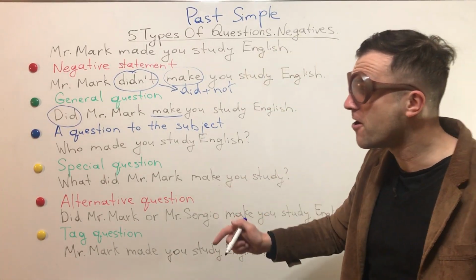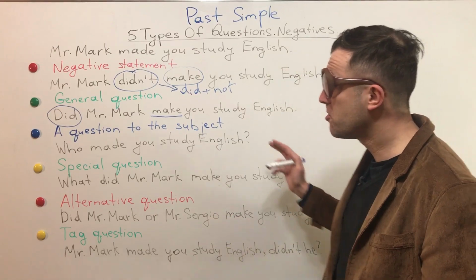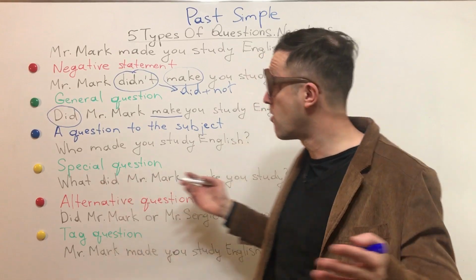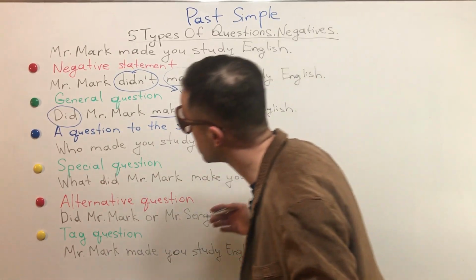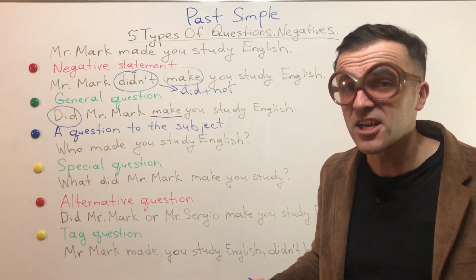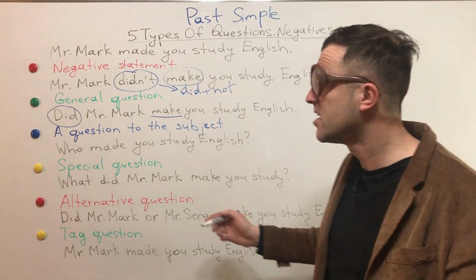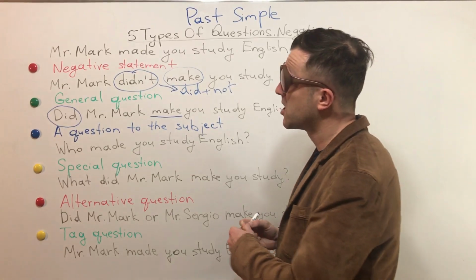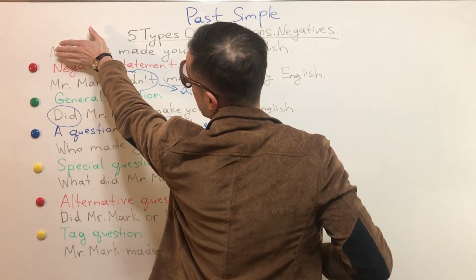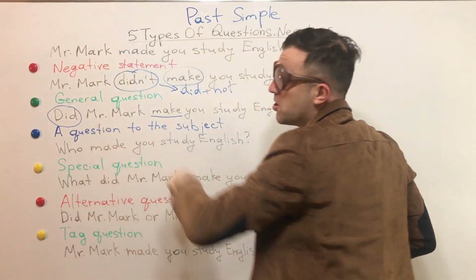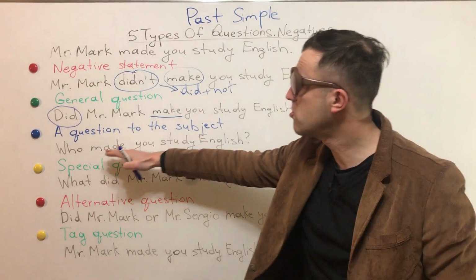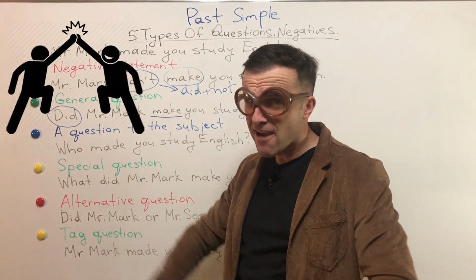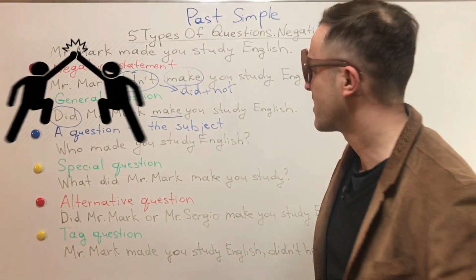If you understood the general question, because the general question can be only one to this sentence, let's move further. Let's move to a question to the subject. So where is the subject? Oh, the subject is Mr. Mark. It's who, Mr. Mark, who made you study English. So we just close this Mr. Mark and instead of Mr. Mark we put who. So who made you study English? Very easy, guys. High five, who understood this?